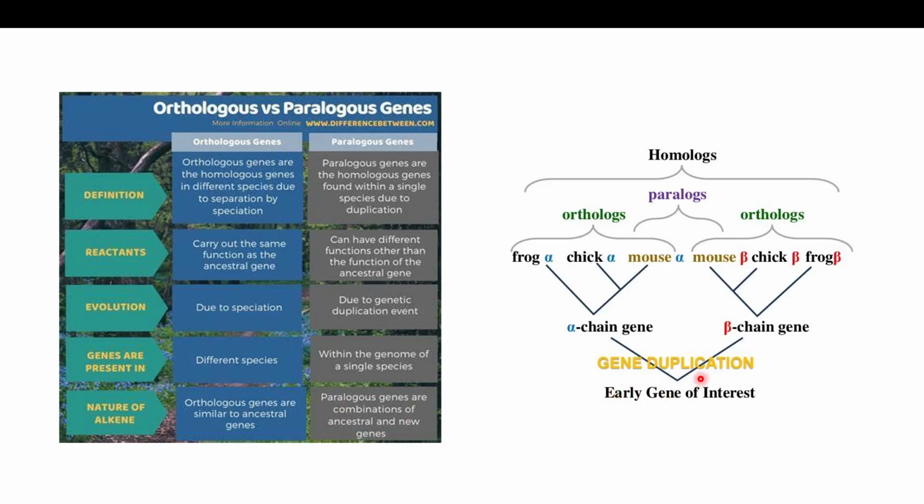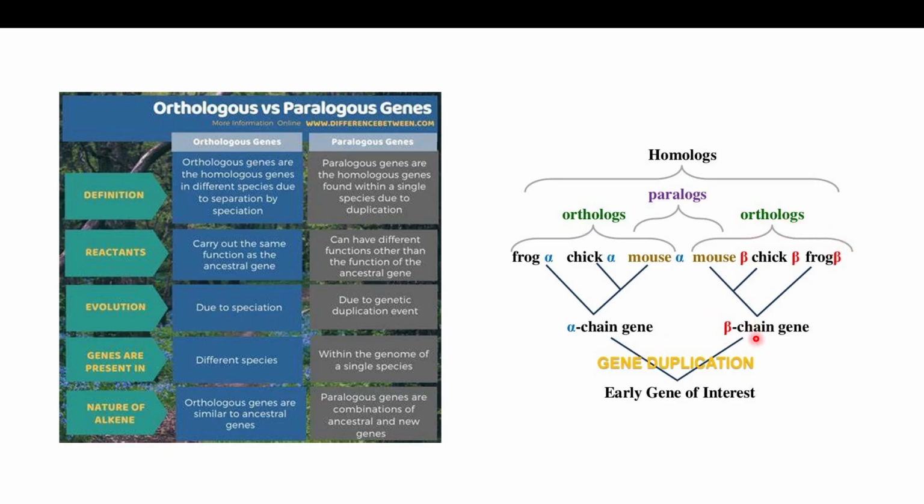Now, suppose this is the very early ancestral gene in question. Gene duplication happened, and there is a gene encoding the alpha chain and a gene encoding the beta chain of a certain protein. Now, in different species, you have this alpha chain in frogs, in chicken, in mouse. So all these alpha chains in frog, chicken, and mouse are orthologs of each other. However, from the same gene, alpha chain and beta chain emerged, right? And then this beta chain again exists in mouse, chicken, and frog. So this beta chain in each of these different species are orthologs of each other.